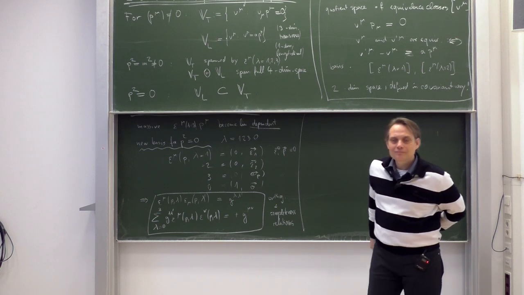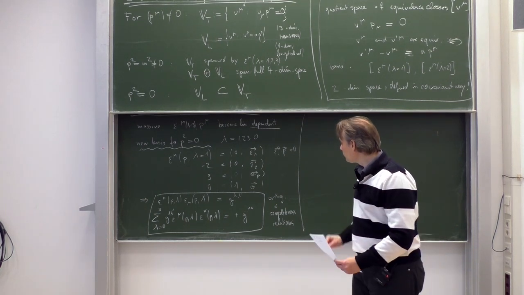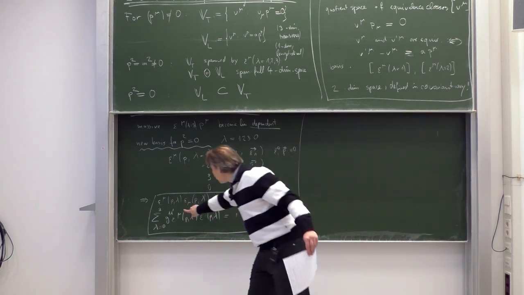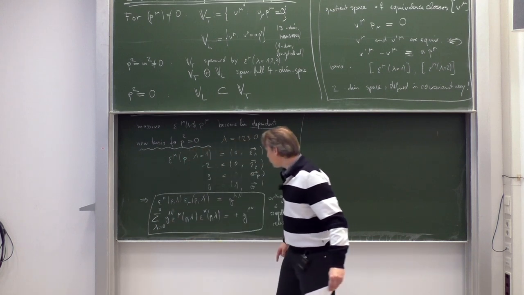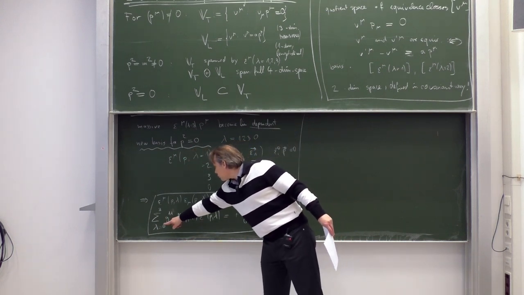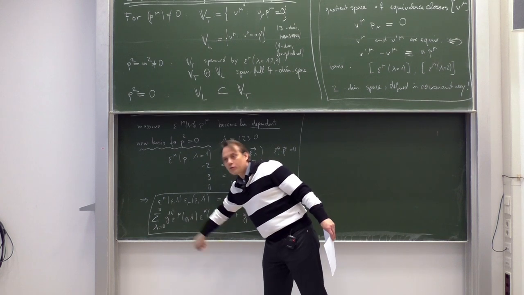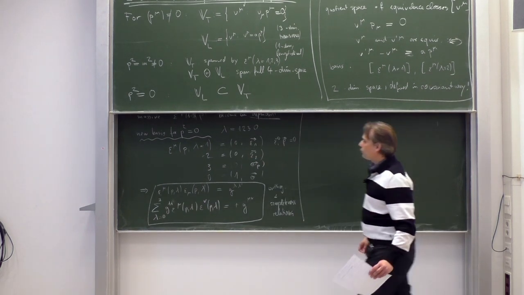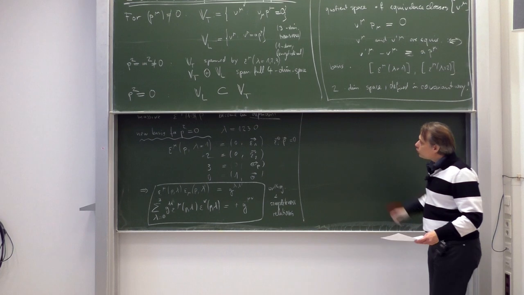Yes? I think it should just be g lambda lambda, right? No lambda prime. Ah, okay, yes. G lambda lambda. And of course, lambda is not summed over in this, but it's an explicit number. Other questions?